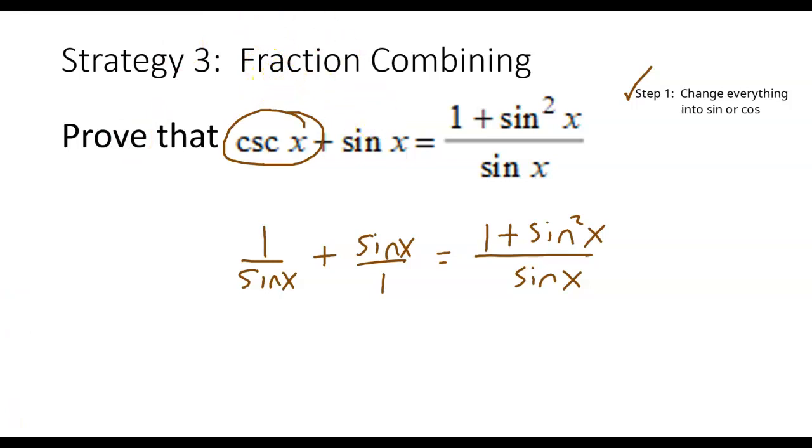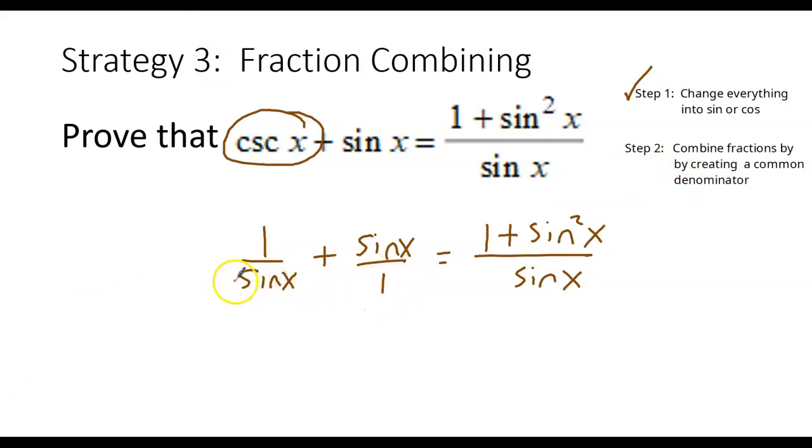And so now this is where we get to the other major step, which is we want to be able to combine these two fractions together. But in order to do that, how do you combine two fractions? Well, you get them to have a common denominator. All right, so what's the common denominator for sine and 1? That's kind of weird. Well, it's pretty simple.